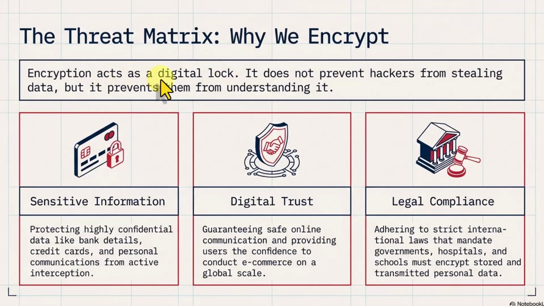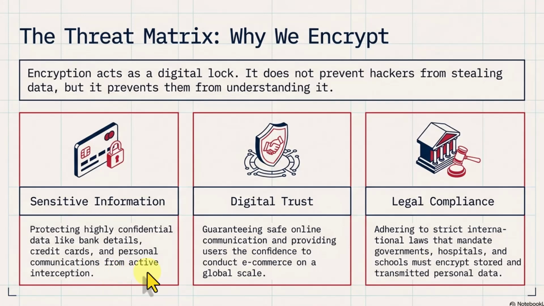Encryption acts as a digital lock. It does not prevent hackers from stealing data, but it prevents them from understanding it. If I have encrypted data and somebody steals it, they will not be able to read it. Whenever we want to make it readable again, we reverse the encryption process. We do encryption on sensitive information, protecting highly confidential data like bank details, credit cards, and personal communication from active interceptions.